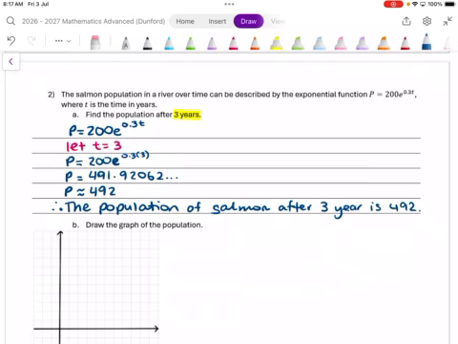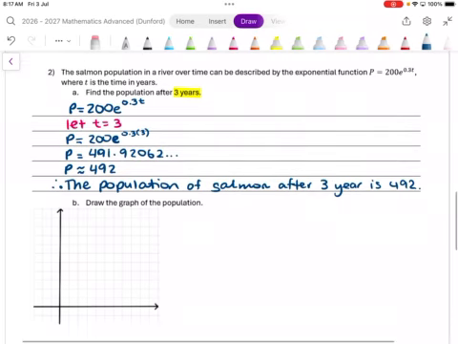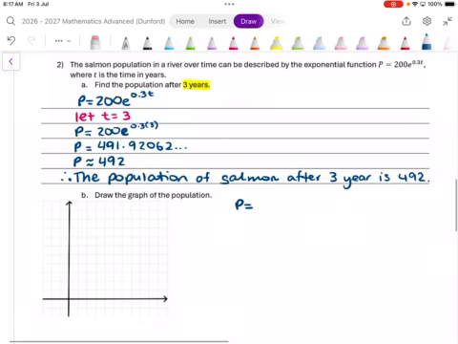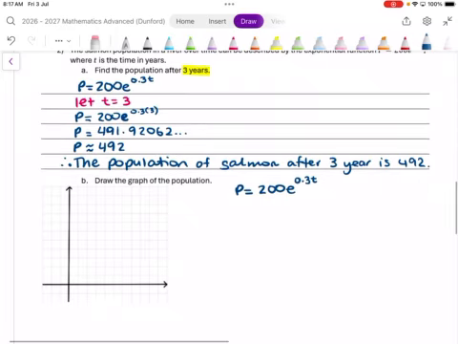Now for part B, we've worked out the population of salmon after 3 years, and part B wants us to draw the graph of the population. We can't have negative time, since t is time, so we're not going to have the left side of our y-axis. We're only dealing with the right side. We have our equation P equals 200e to the 0.3t. To sketch this, we do a table of values, or we do it on our calculator.